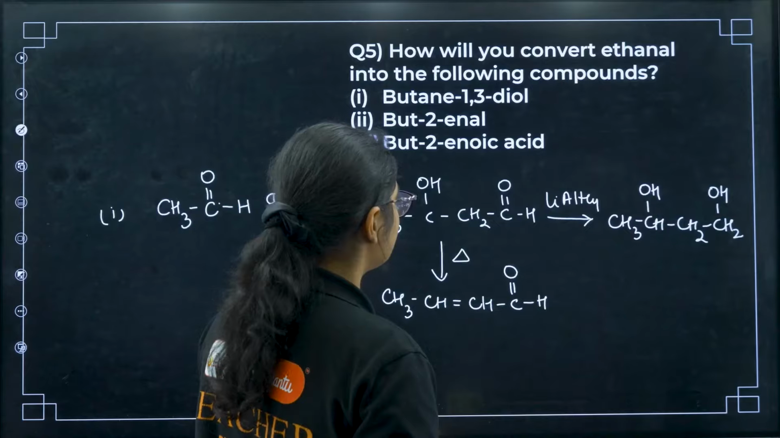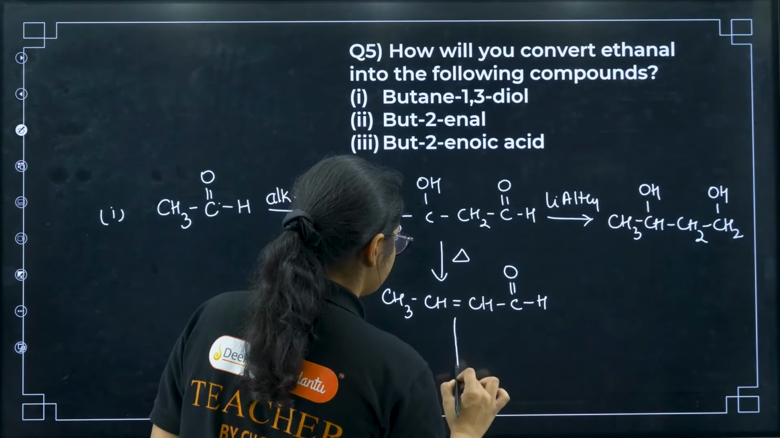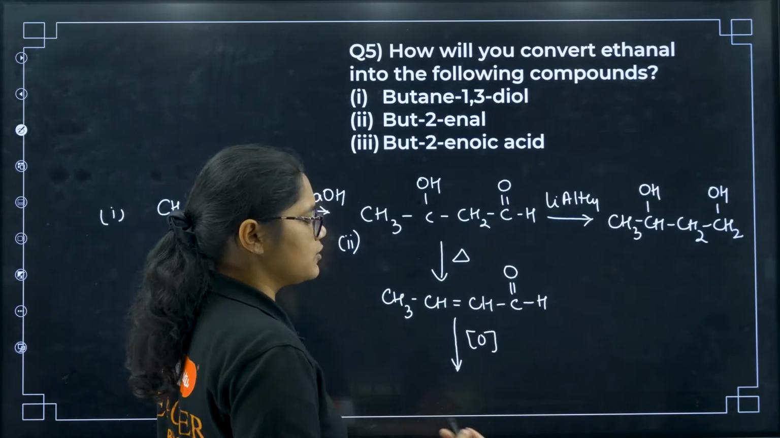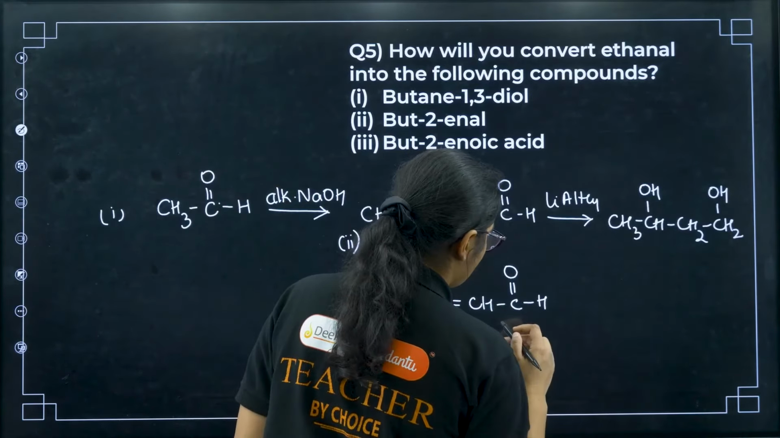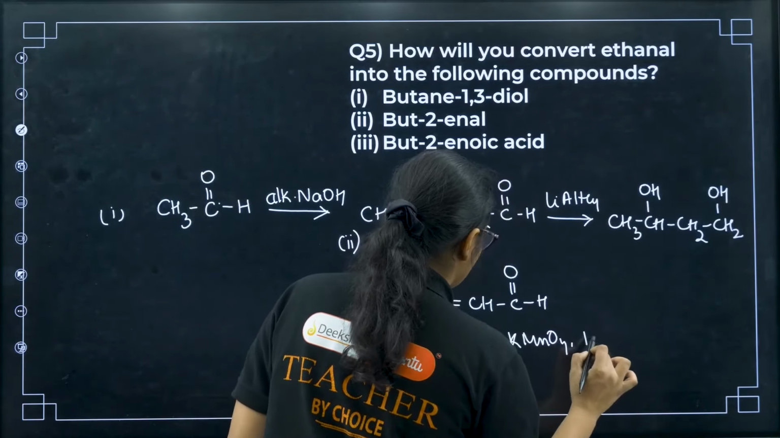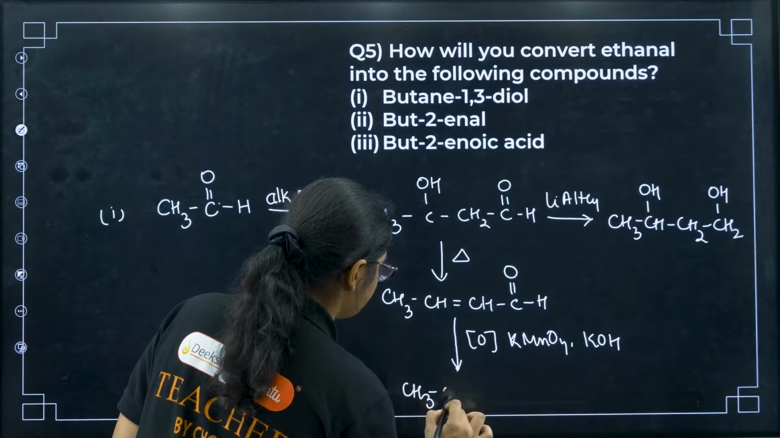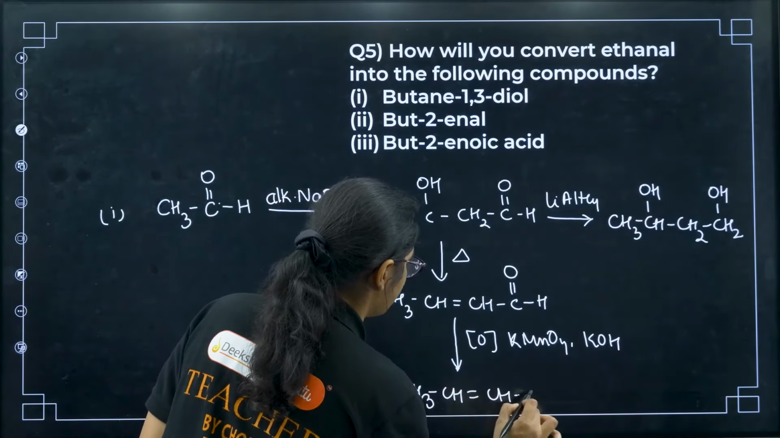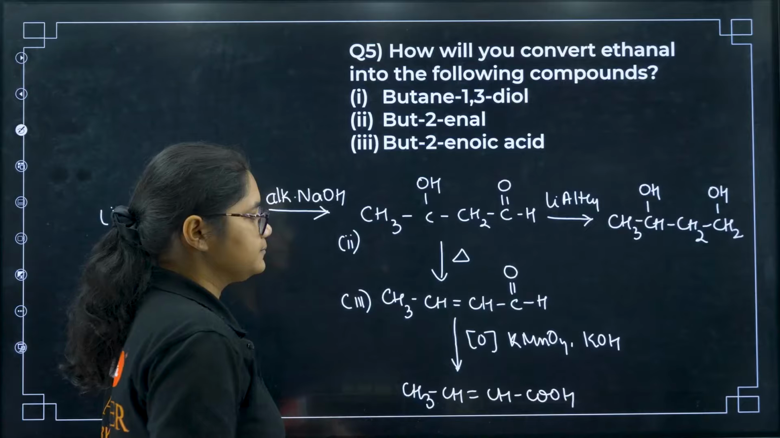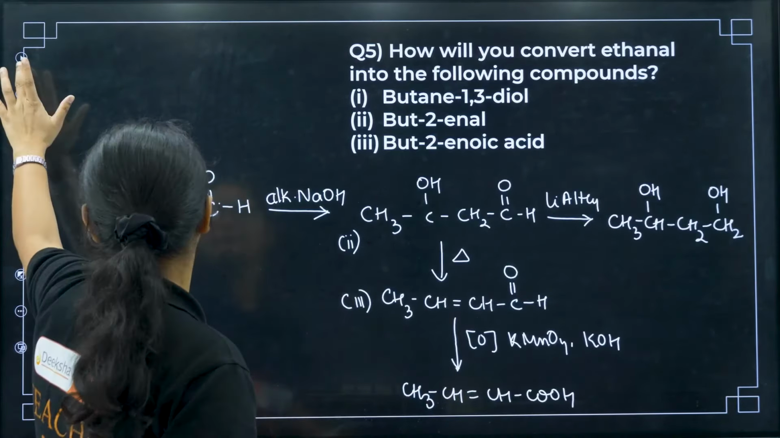Next, third is but-2-enoic acid. If you do oxidation of this one, how can you do oxidation? You can use, for example, KMnO4 and KOH, so it will oxidize to give you CH3, CH double bond CH, COOH. Clear? So that is how all these conversions can be done.